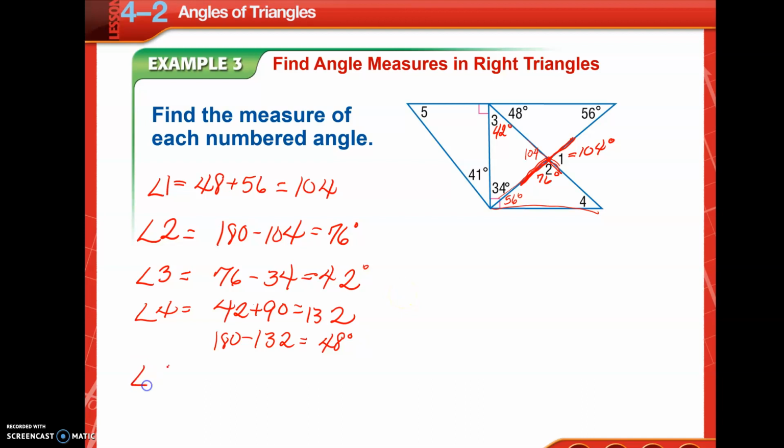And then angle 5, I would just take 41 plus 90, and then 180 minus 131, which is 49. And you'll start noticing every time that we have these 90-degree angled triangles, whenever we have a right triangle, then these have to add to be 90. So I could actually just go there quickly by taking 90 minus 41. Right, if you have questions, let me know.